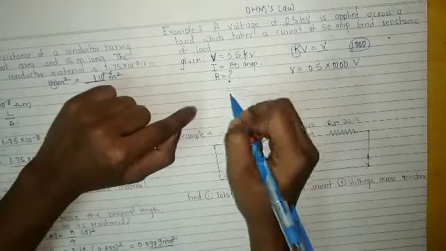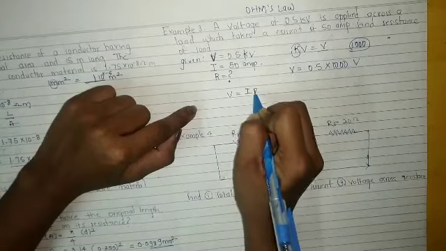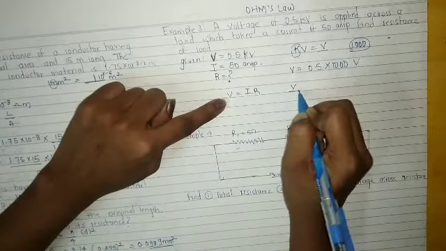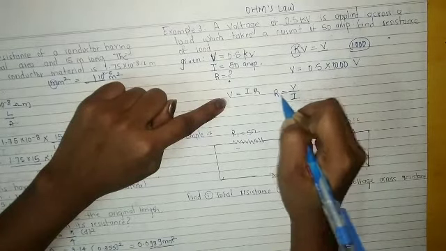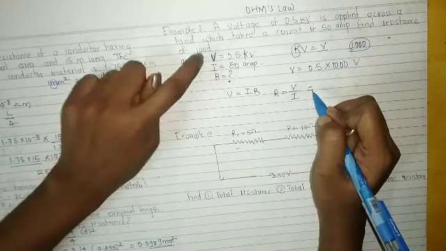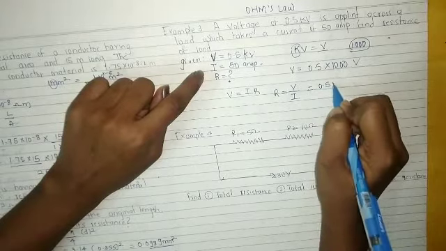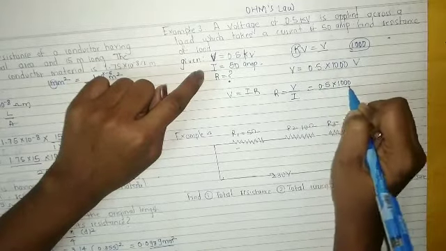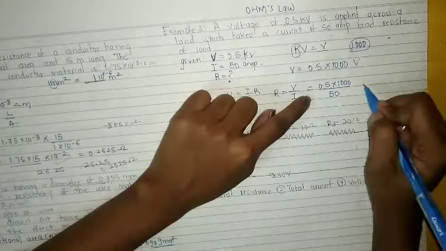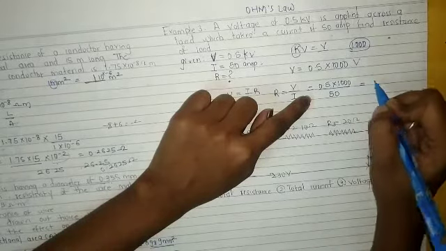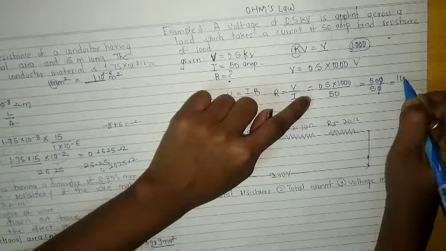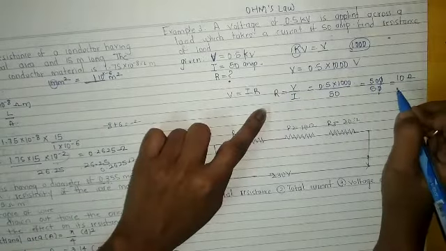Okay, so now we have the formula V is equal to I R. And what we have to find? R. So from this formula we'll get the R value, V by I. R is equal to V by I. Now we'll substitute the values here. So 0.5 into 1000 divided by current, 50 ampere. So if we multiply this by 1000, then what will be the answer? 500 divided by 50. So our answer will be 10 ohm. So resistance is 10 ohm.